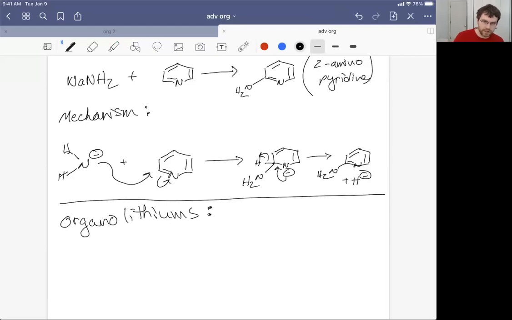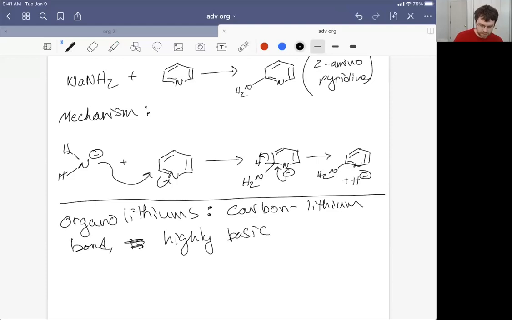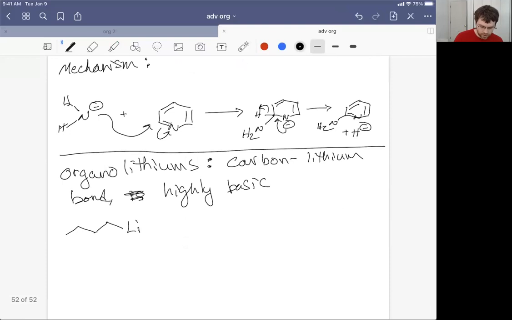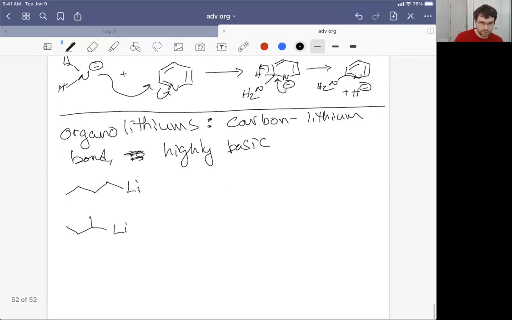These are very pyrophoric. We'll get into that in a second, but here we have a carbon lithium bond, which is highly basic. Okay, so let's start by looking at some examples of these. The most prominent ones are the butyl lithiums. So there's this one, for example, with 4 carbons attached to lithium. There's this one, and then this one.